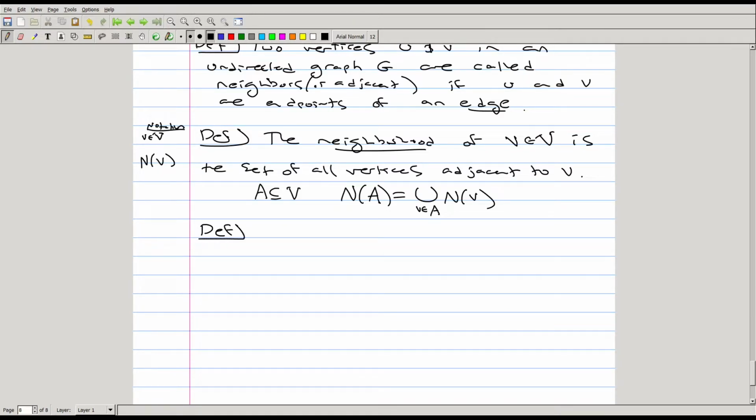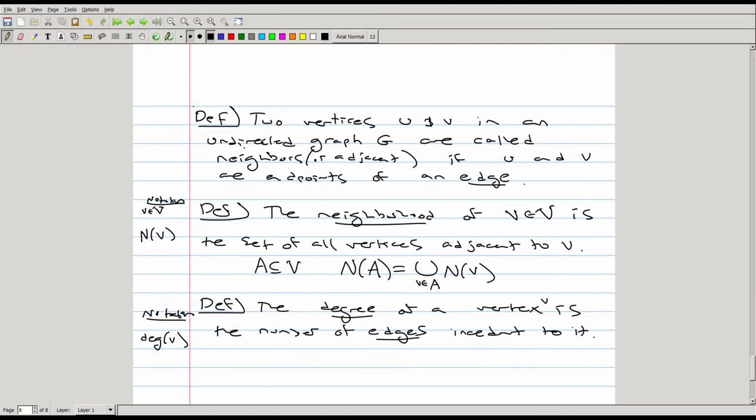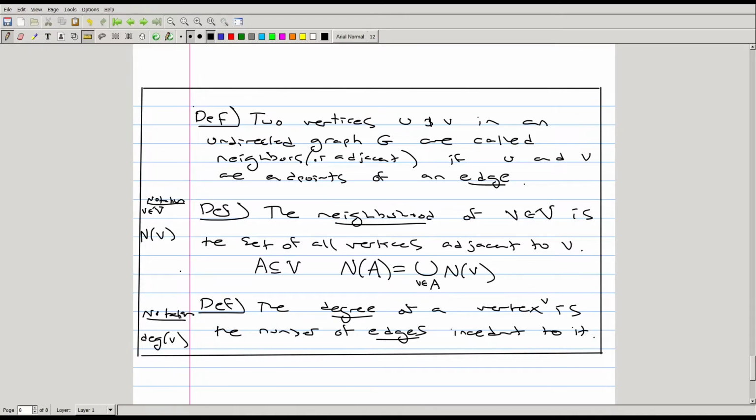And lastly, the degree of a vertex is the number of edges incident to it. And the notation for this is just DEG of V. Note that each one of these concepts we can also extend and generalize for directed graphs as well. But strictly speaking, these are concepts that are solely for undirected graphs.